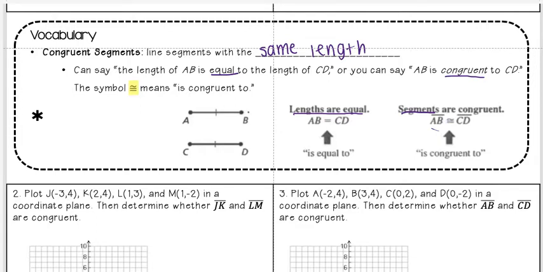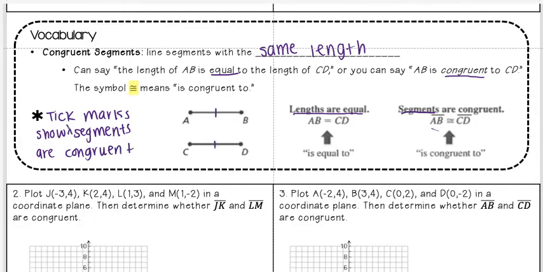And there's a way that we can show that, and that is with these tick marks here. So tick marks show segments are congruent. And really, I should say they show which segments are congruent. This one tick mark here is showing that AB is congruent to CD.